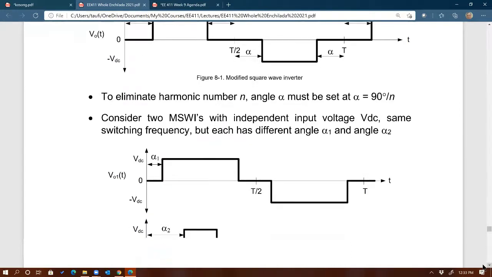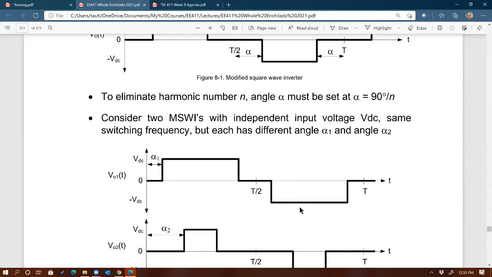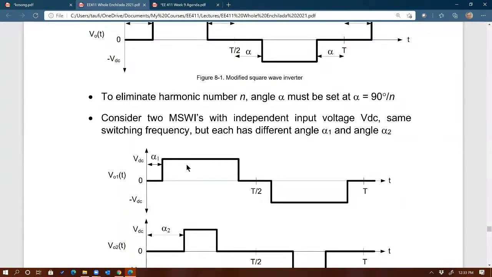And I don't know if you remember from EE411, but if you have a square wave, you will have only odd harmonics. There are no even harmonics, right? So 1, 3, 5, 7, 9, and so on. But number 1 is what you want, right? That's the fundamental component, that's 60 hertz. Number 3 and beyond are not desired. Those are basically noise, and you would like to minimize those.